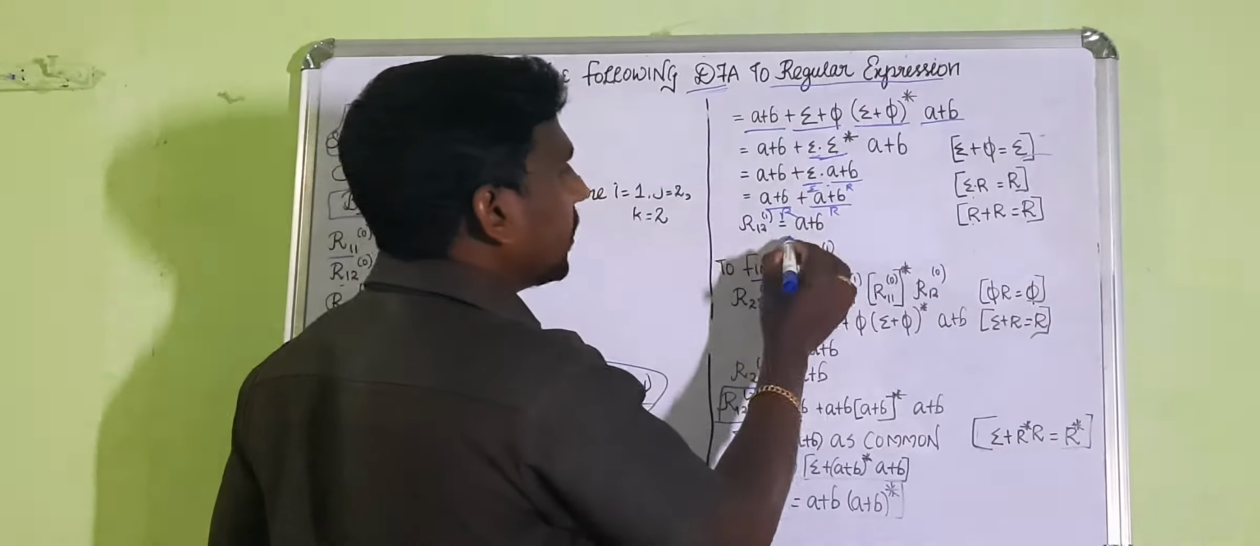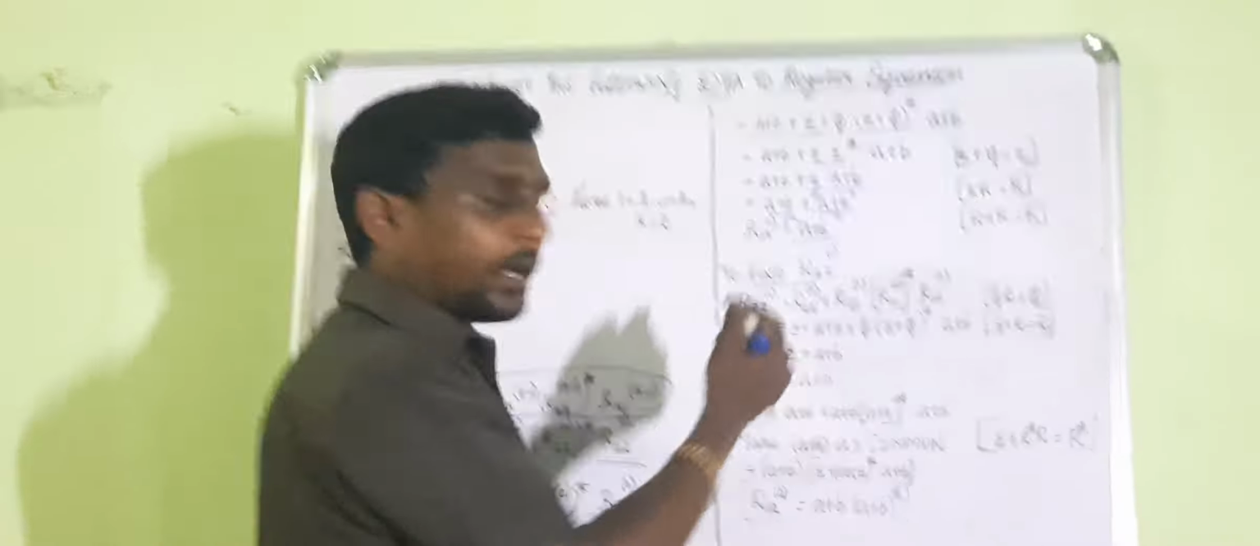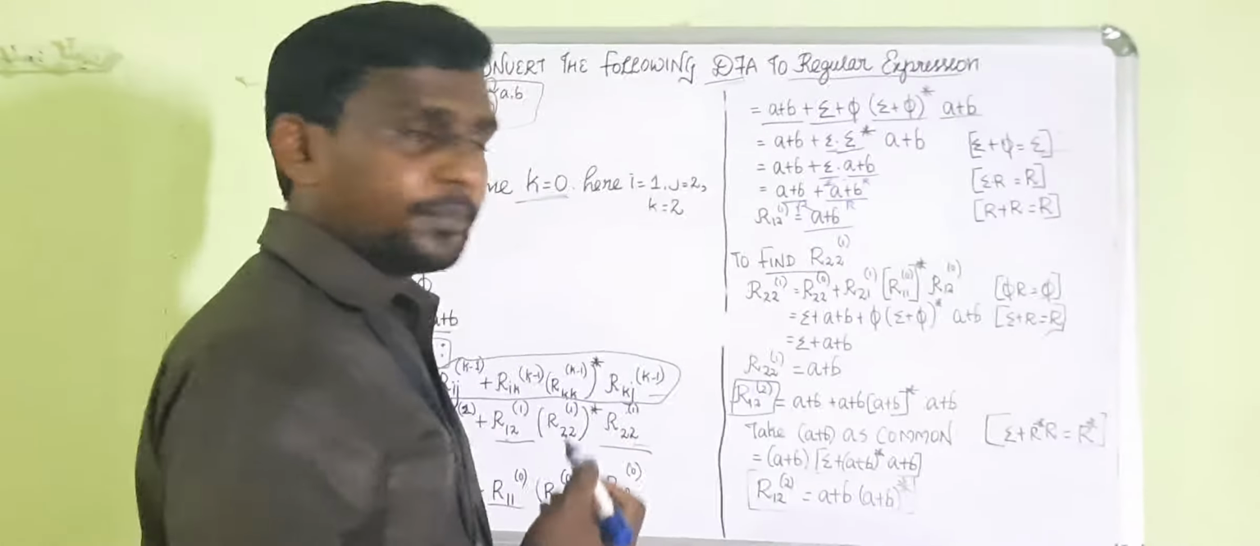R plus r equal to r. That is a plus b. Clear? You will get that? Okay. So you have to work out, then only you will get the clear idea. So this is a very important problem.